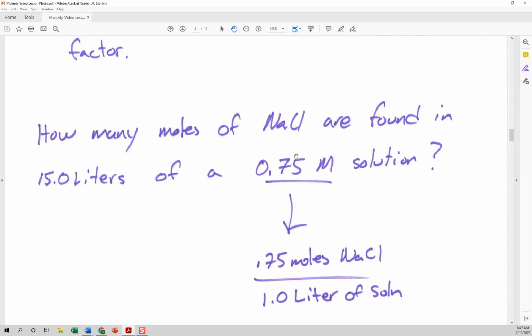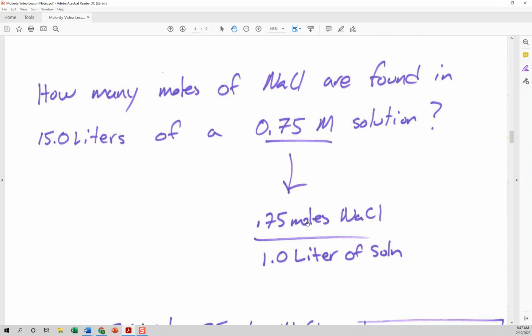How many moles of sodium chloride are found in a 15-liter solution that has a 0.75 molarity? Okay, 15 liters of a 0.75 molar solution. Okay, so again, I see that and I know this. Now you could also flip this. You could say 1 liter over 0.75 moles. But for this question, this is how I want to interpret my molarity measurement, because this conversion factor is going to cancel out liters and get me to moles. And that's what I want. I want to know how many moles, and I'm given liters. So I got to cancel out liters and get to moles, right?